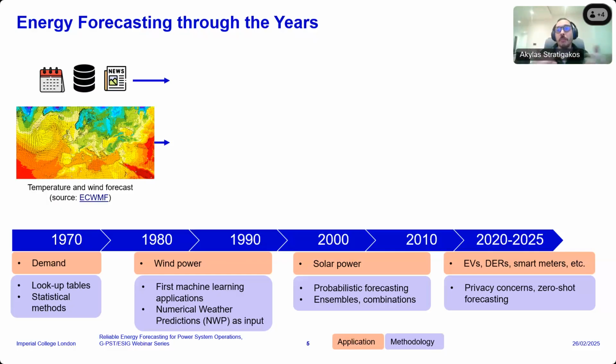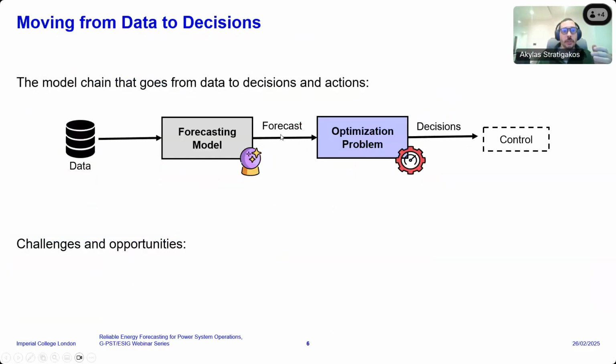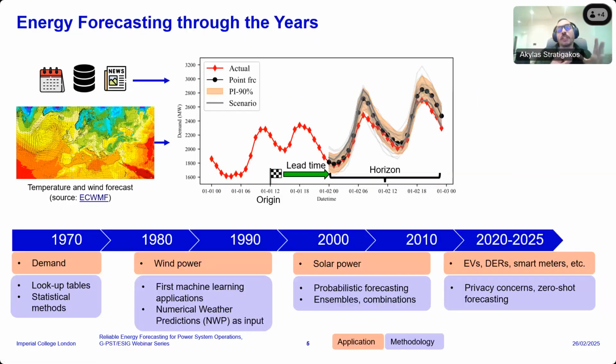We have input coming in from different sources. In this case, we have a weather forecast from a service provider. We have historical observations, information about the day of the week, and potentially some special event that might occur in the next day. We find ourselves at an origin time, and we want to predict the demand for the next day, which means a horizon from 12 to 36 hours ahead.